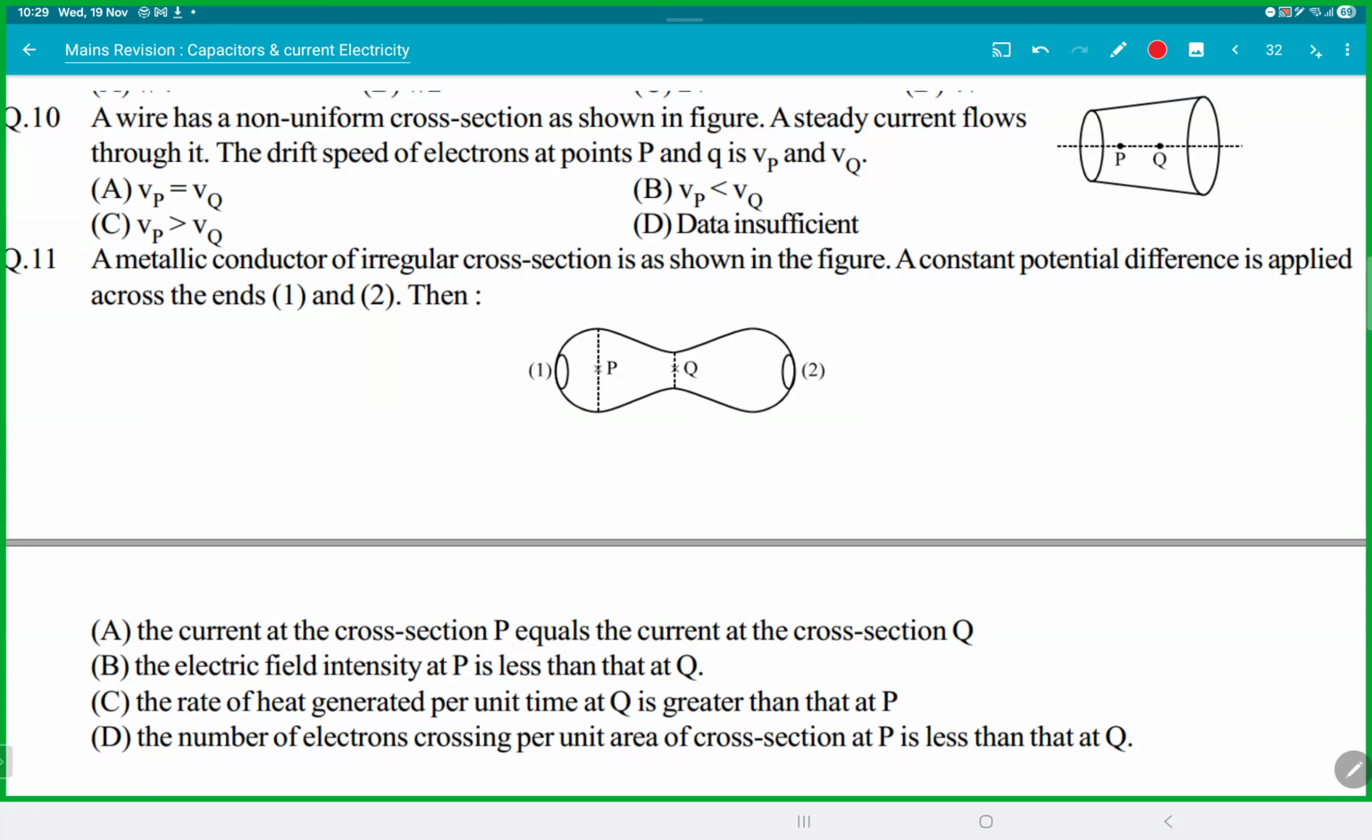The first was easy. It's like the equation of continuity. Smaller the area, faster the electrons will go. So Vp is greater than Vq. Now the 11th. Let's get that one.